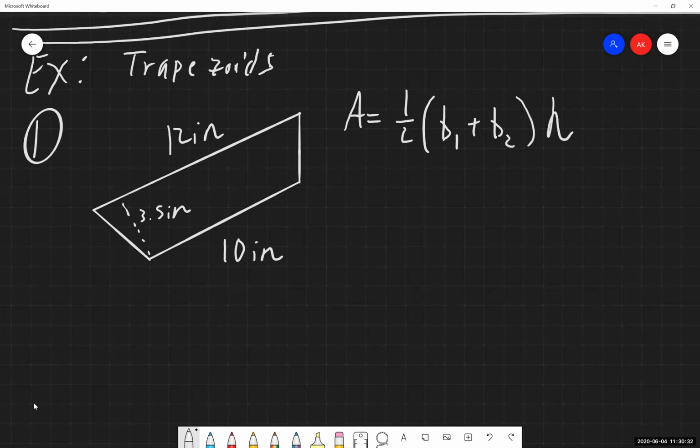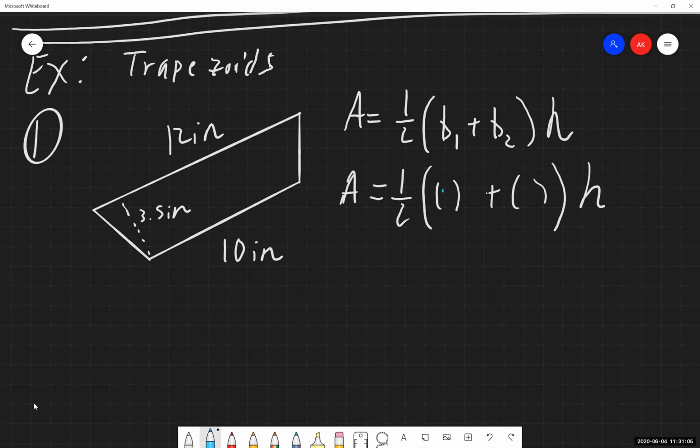And now I'm filling in what I know. I've been given 2 bases, base 1 and base 2. As long as we have correctly identified this is our base and this is our base, it does not matter which one you plug in for base 1 or base 2, as long as you know that these are both base values. So I'm plugging each of those things in.